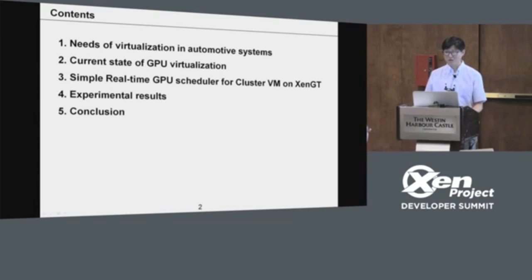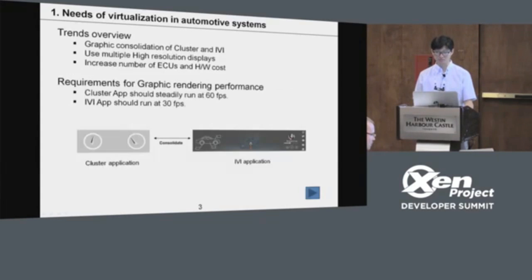These are the contents of my presentation. First, you will understand why virtualization technology is needed in automotive systems. Second, let's look at the automotive trend and the current state of GPU virtualization. Third, I'll introduce a simple real-time GPU scheduler to guarantee real-time rendering for the cluster VM on XenGT. Then I'll share the experimental results for performance in many cases. Last, I'll end with my conclusion and what I've learned from my project.